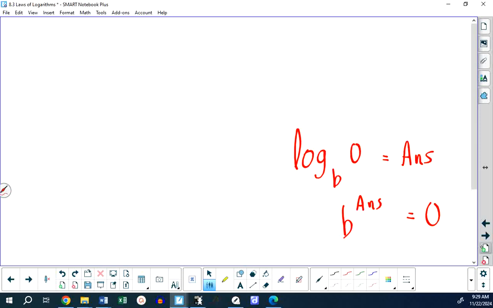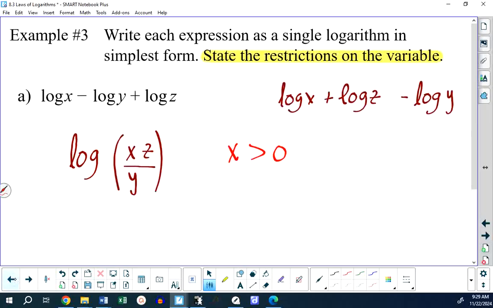Similarly, if I said, what is the base 2 logarithm of -8? I'm asking you, to what do you raise 2 to get -8? And 2 raised to an exponent will never give you a negative. And now I'm telling you officially that the argument of a logarithm must be greater than 0. That's always the case. So x has to be greater than 0, y has to be greater than 0, and z has to be greater than 0. And we look at the original expression. We don't worry about the expression afterwards.